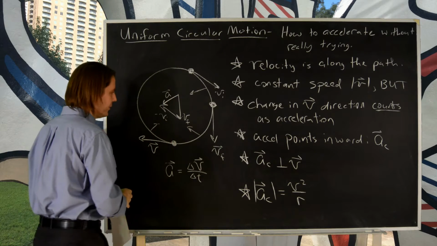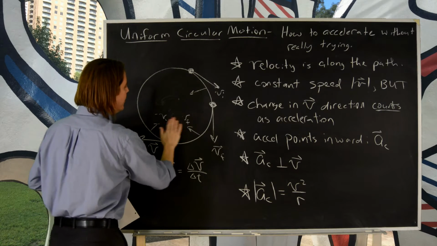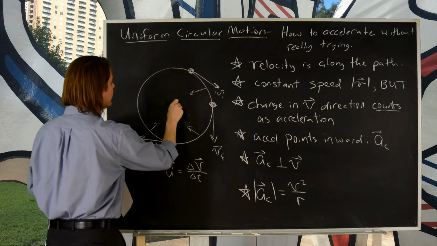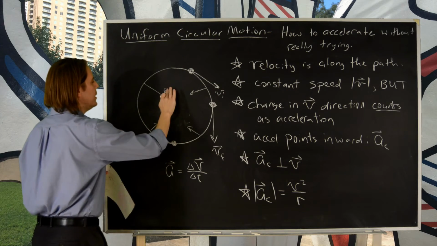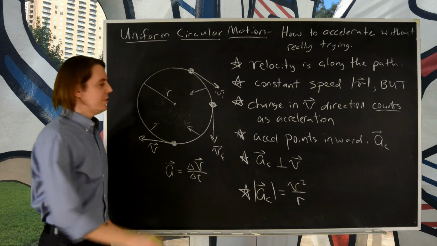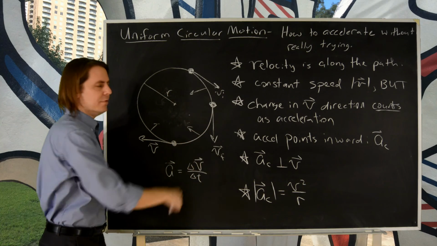So here I've drawn this thing in the way. Let me erase my little vector diagram here. But if I now draw here in the center of the circle and say that's the radius, a little r, then at all times the centripetal acceleration has the value v squared over r.